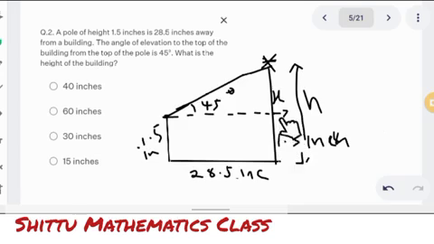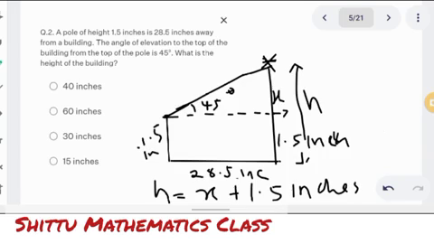So now we need to get this from here to here, so that we have our height completely. Do you understand now? So our height is going to be x plus 1.5 inches. Are you getting it now from what we are given? So we need to get the value of x here. To get the value of x, you can see that this place forms a 90 degree angle.